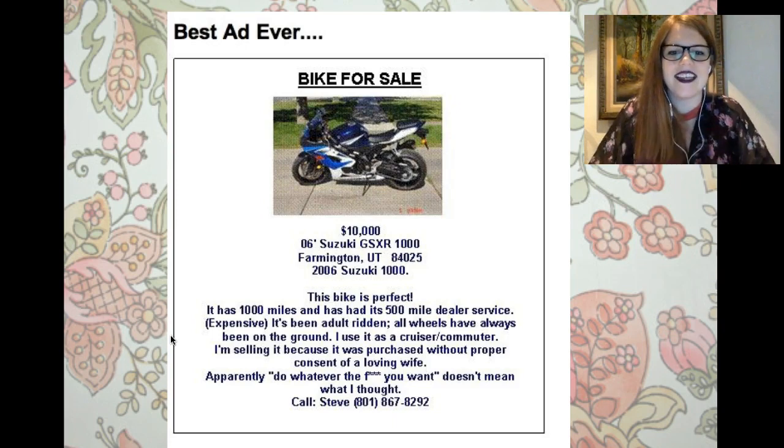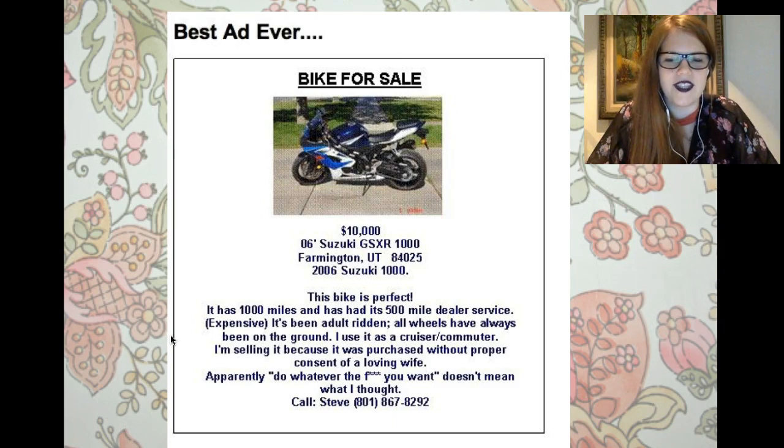Let's look at this ad. It says $10,000, '06 Suzuki GSXR 1000, whatever. This bike is perfect. It has 1,000 miles and has had its 500-mile dealer service. It has been adult-ridden. All wheels have been on the ground. I use it as a cruiser commuter. I'm selling it because it was purchased without proper consent of a loving wife. Apparently, "do whatever the F you want" doesn't mean what I thought. Call Steve. This is just kind of a funny example of bypassing.